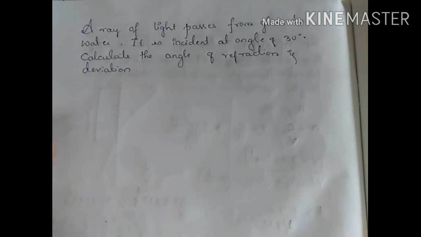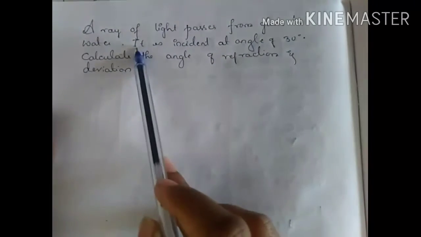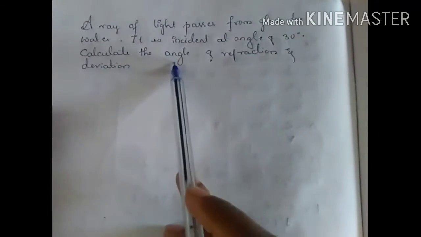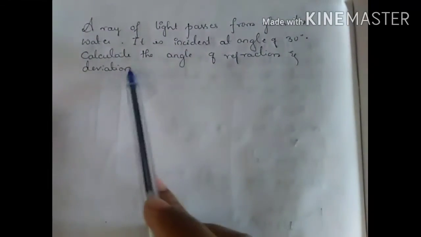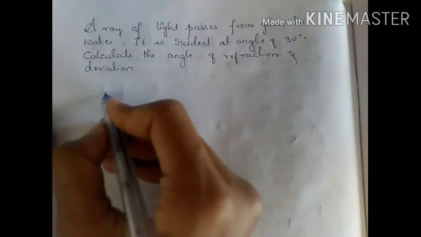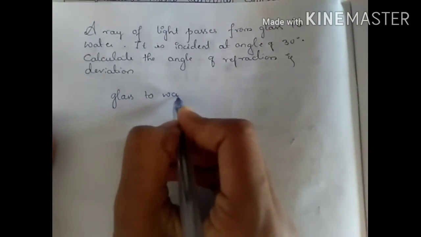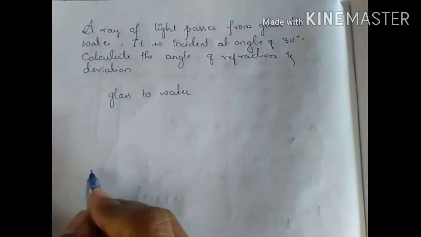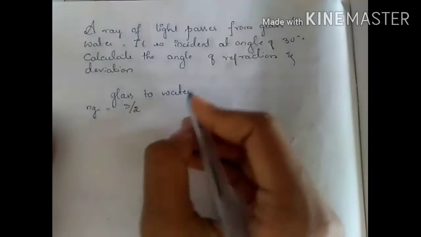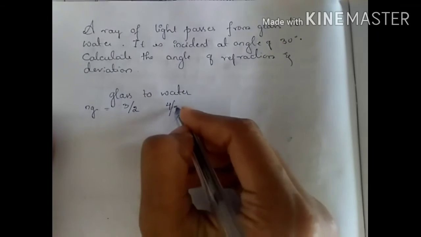The next question is: a ray of light passes from glass to water. It is incident at an angle of 30 degrees. What is the angle of refraction and what is the deviation? Here the ray of light is passing from glass to water. We know the refractive index of glass is 3/2, and the refractive index of water is 4/3.